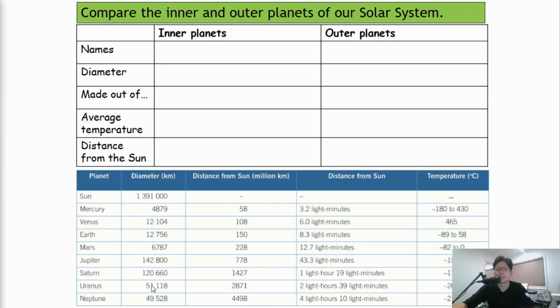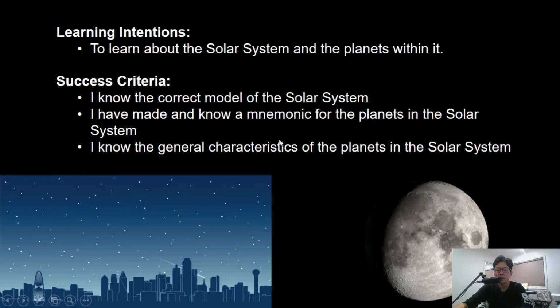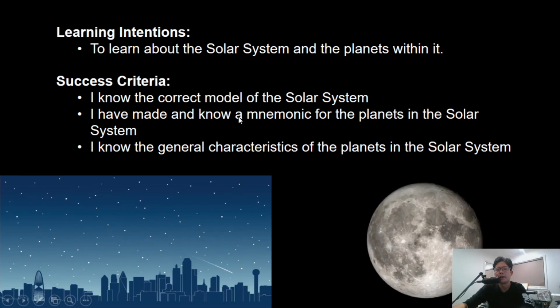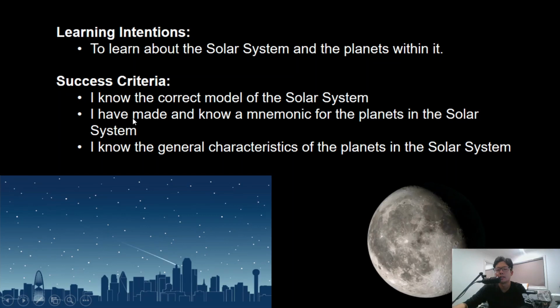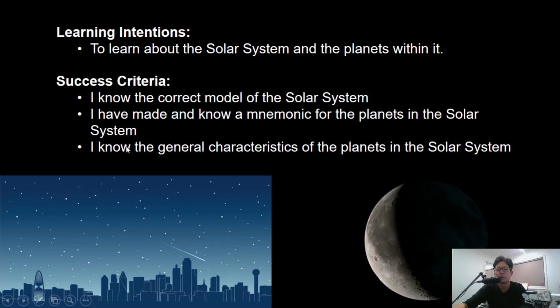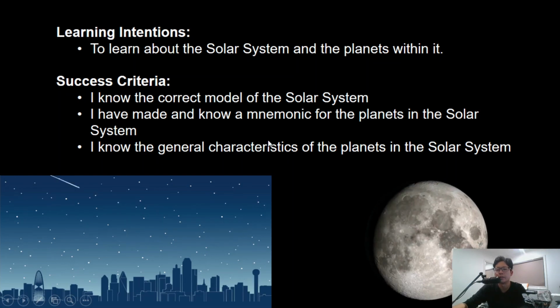Alright, so now we've gone over the key materials of this lesson. On campus you'll find some more learning activities and worksheets to complete. This will be going into more detail of the different planets and its characteristics. So let's quickly flick to the start of this PowerPoint again. By now you should all know the correct model of the solar system, have made and know a mnemonic for the planets in the solar system, and in your next learning tasks and learning materials, you guys will get a deeper understanding of the general characteristics of the planets within the solar system.